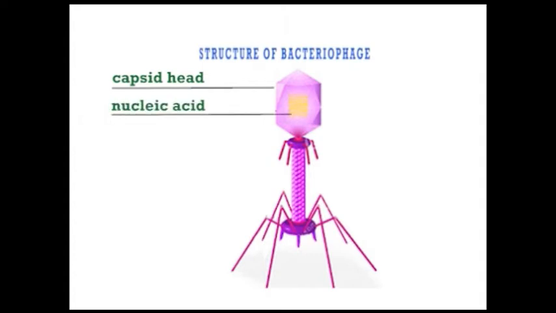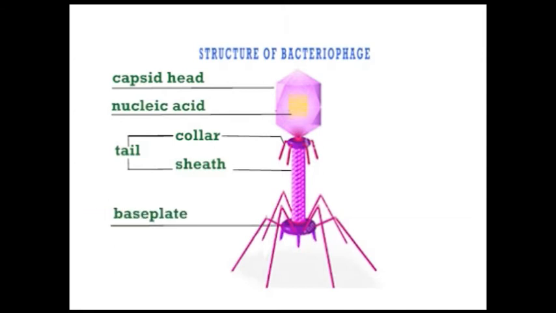Inside the capsid is the nucleic acid, and the capsid acts as the protective covering of the nucleic acid. A hollow tube-like structure known as the tail is also attached to the capsid, and it helps in injecting the genetic material inside the host during infection.